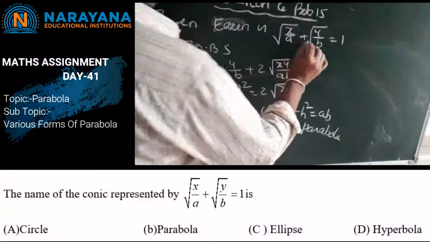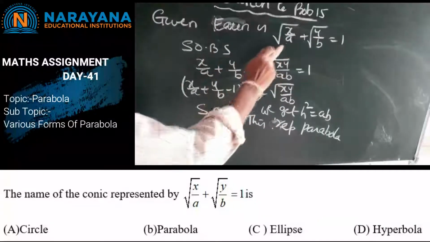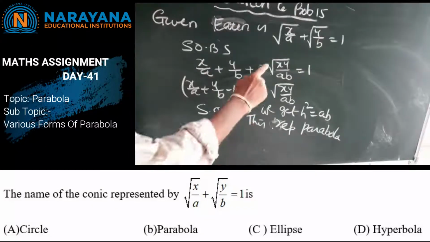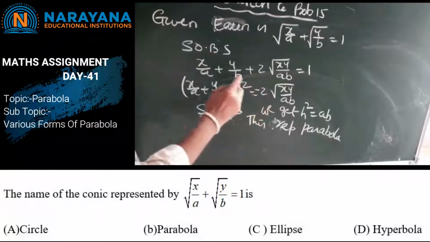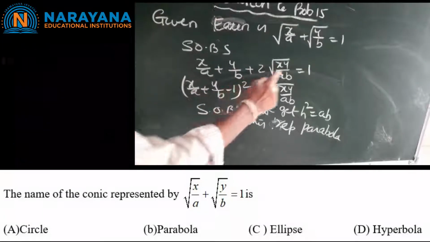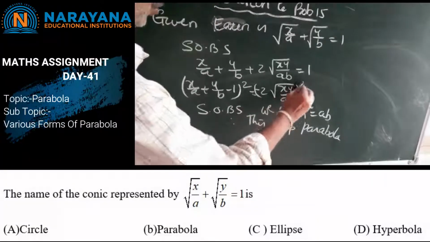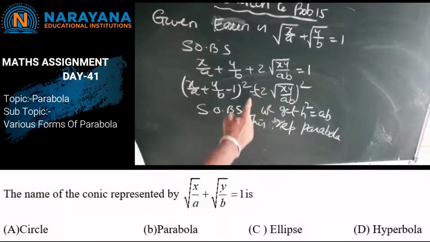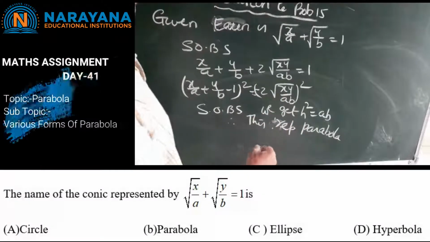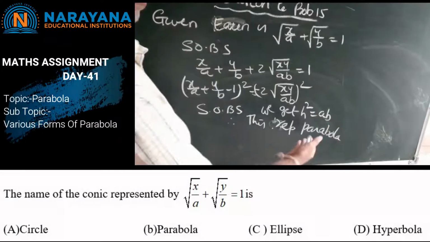The parabola is √(x/a) + √(y/b) = 1. The given equation is this. Now if you square this on both sides, we can get this. Taking this 2√(xy) to that side, we can get (x/a + y/b − 1)² equal to (2√(xy)/ab)². And if you square this, you can get a second degree equation. In that we can get the condition h² = ab, so that represents a parabola.